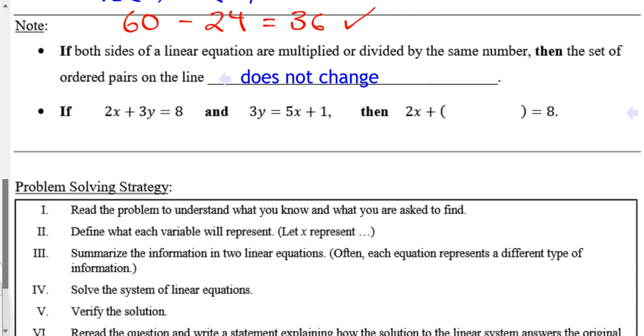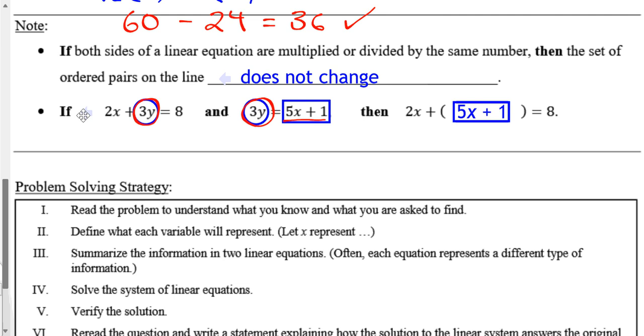This next bit of information, notice in this first equation I have a 3y here. And then I have this second linear equation where I'm told 3y is equal to 5x plus 1. So that means I could do a substitution and replace the 3y with a 5x plus 1. All right. So kind of reviewing ideas, kind of clarifying what we talked about earlier.